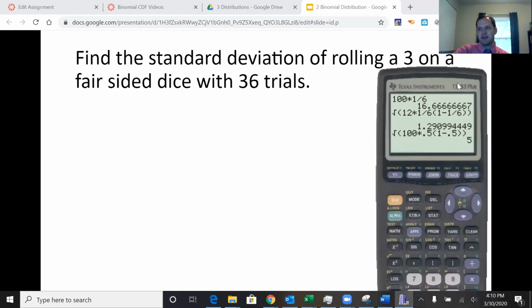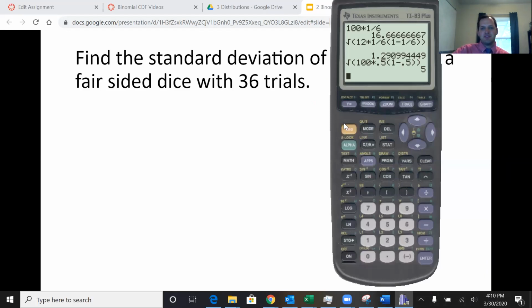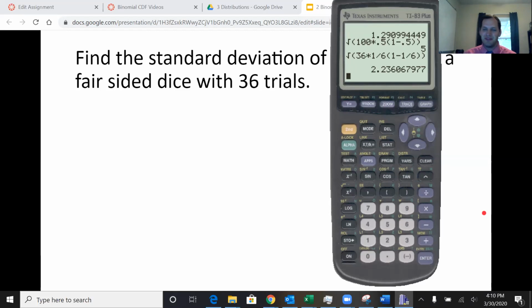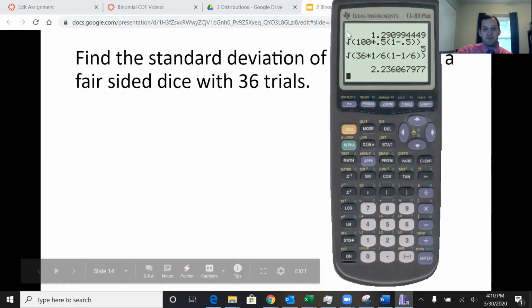All right, you should have paused it by now. You should have your answer. We're going to do the square root of 36 times 1 divided by 6, times 1 minus 1 divided by 6. That gives me 2.23. That's it. Not super duper hard with these, if you remember the formulas. If you don't remember the formulas, this can be very, very tricky. So make sure to write down the formulas that we have in this video so that way you can use them. All right. Give a couple of questions coming up a try.